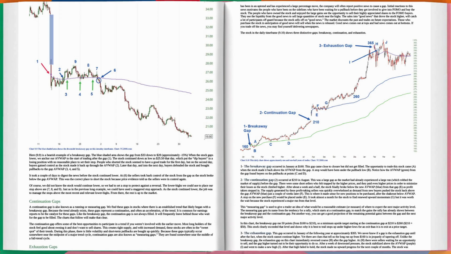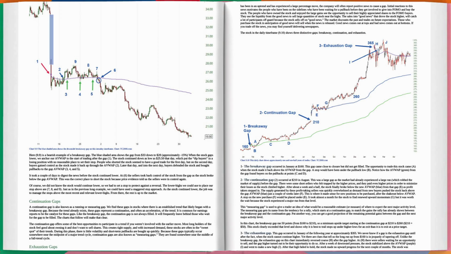The stock in the daily time frame, chart 9.10, shows three distinctive gaps: breakaway, continuation, and exhaustion. 1. The breakaway gap occurred in January at $160. This gap came close to closure but did not get filled. The opportunity to trade this stock came at A, when the stock made it back above the AVWAP from the gap. A stop would have been under the pullback low B. Notice how the AVWAP (green) from the gap found buyers on the pullbacks at points C and D.